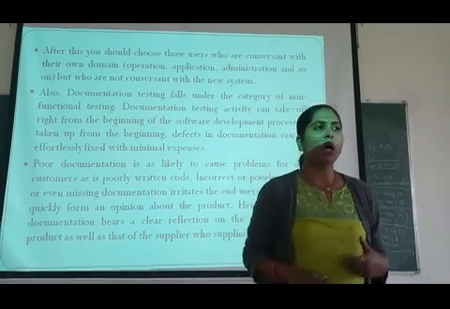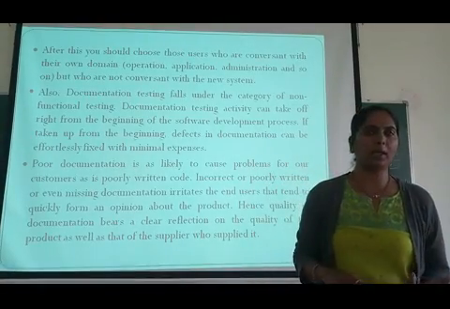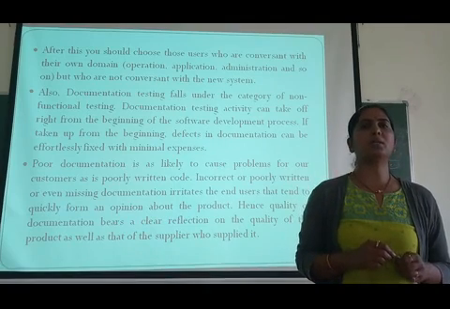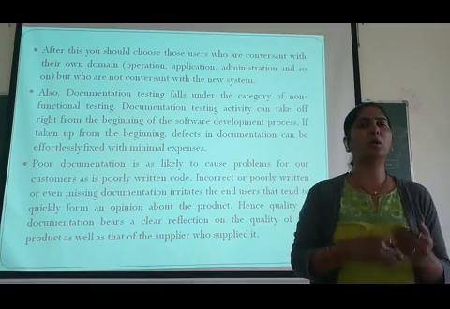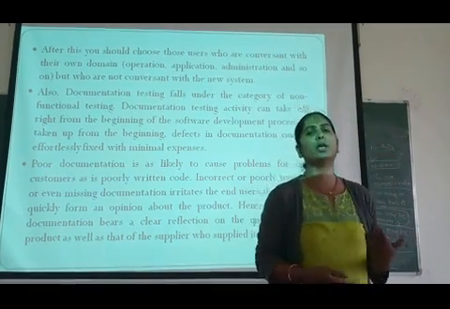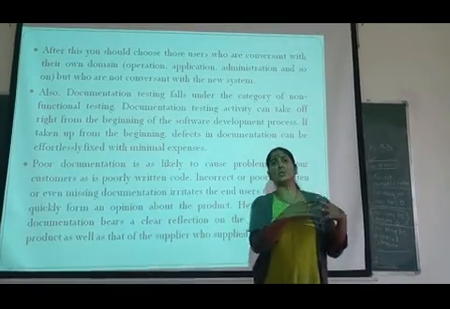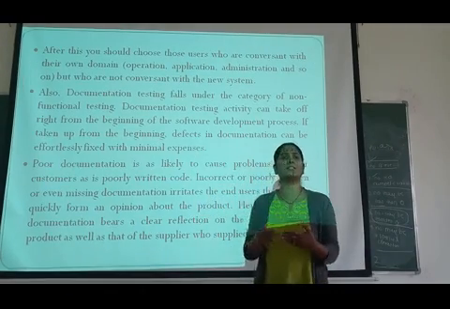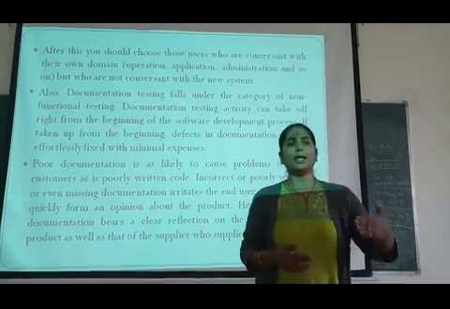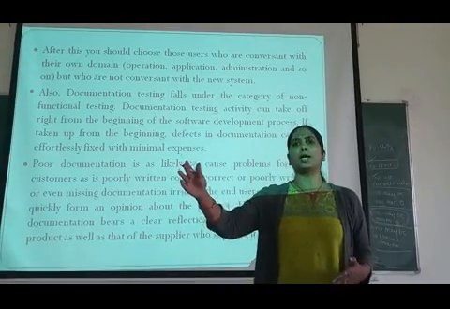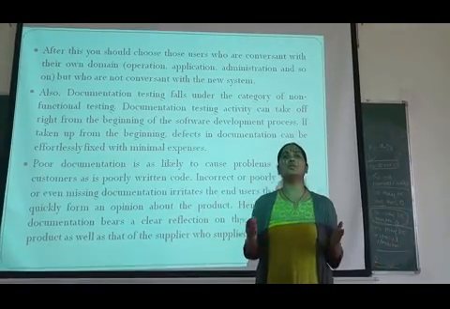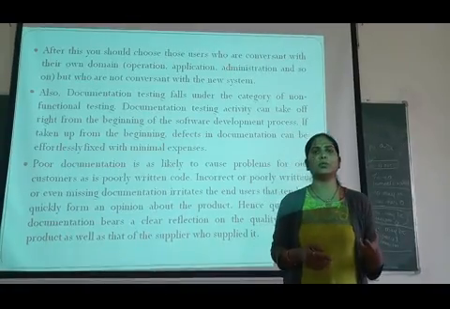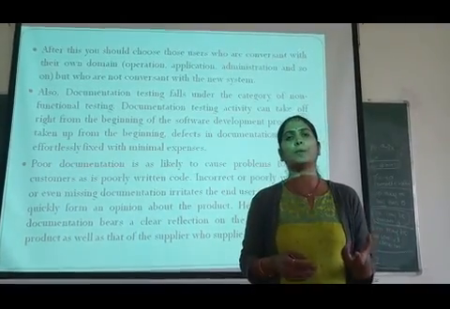After this, the organization should choose the users who are conversant with their own domain and who are not conversant with the new system. Meaning, who are ready to use that new system and who are not ready to use it. Conversant means who are ready to use it and who are not. We are going to check it. That is the thing we are going to consider here.